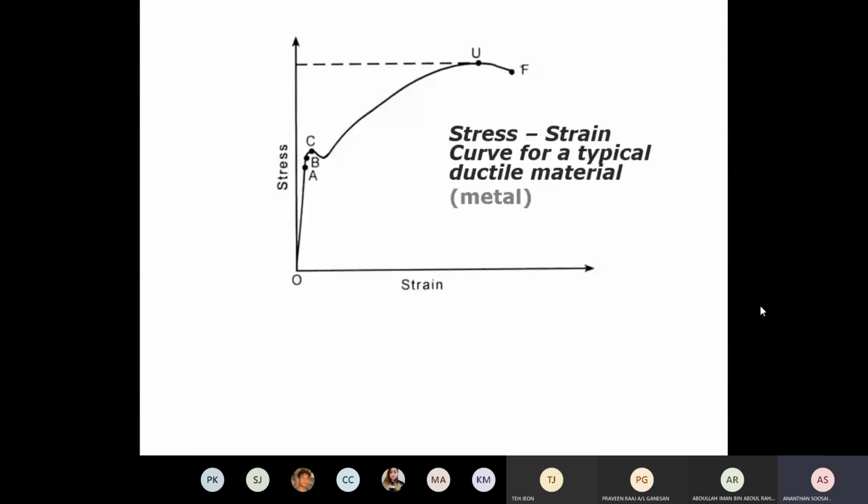Okay, then we talk about the experiment about how to find the Young modulus. Use a longer wire, thinner wire, reference wire, vernier scale to measure to reduce the percentage uncertainty in the Young modulus. Okay, so in this graph here, can you identify all the points here? A, B, C, U, and F. What is A? A is limit of proportionality. B is elastic limit. Elastic limit is the end of elastic deformation. C is yield point.